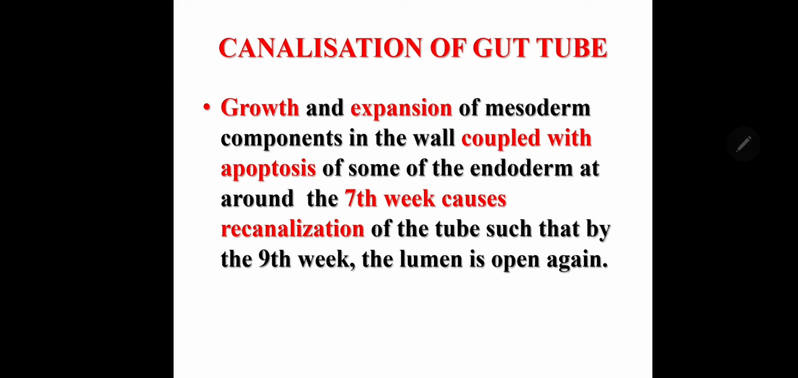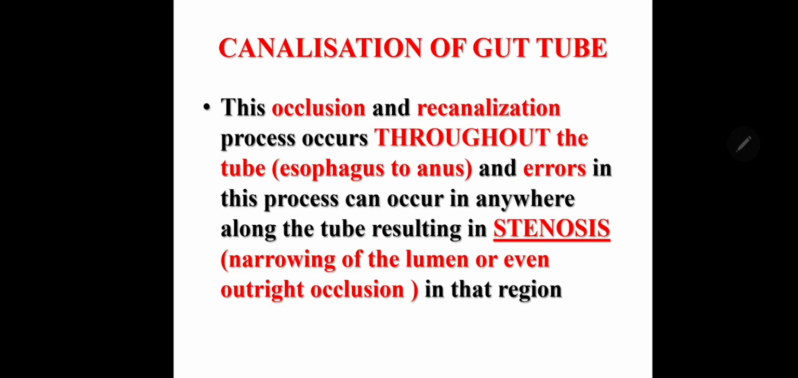And after this craniocaudal and radial patterning of the gut tube, there will be recanalization of the gut tube. The growth and expansion of the mesoderm components in the wall is coupled with the apoptosis of some of the endoderm around the 7th week, which will cause recanalization, such that by the end of the 9th week, the lumen is open again. So what happens here? This occlusion and recanalization process occurs throughout the tube, that is from the esophagus to the anal canal, and errors in this process can occur anywhere, leading to stenosis or atresia.